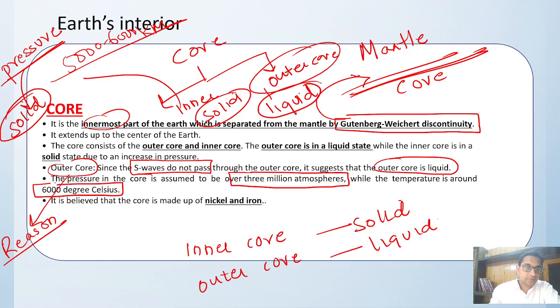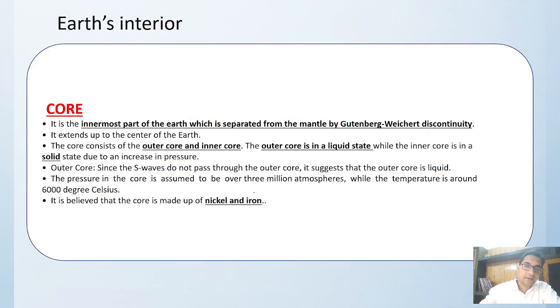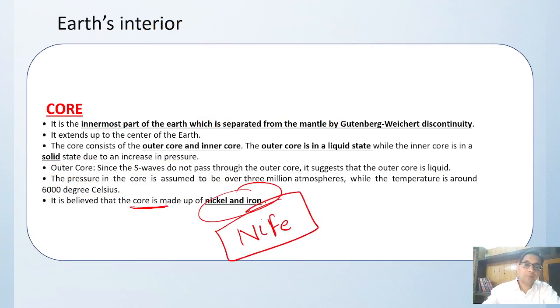degrees Celsius. And the inner core, which is solid in nature, is said to be made from nickel and iron. We call it Nife: Ni for nickel and Fe for iron. Okay, the core is made up of nickel and iron, which is solid in nature.